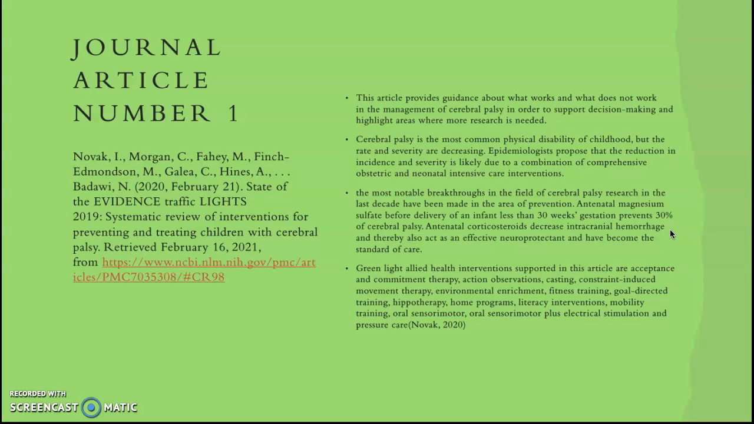Magnesium sulfate before delivery of an infant less than 30 weeks gestation prevents 30% of CP. Corticosteroids decrease intracranial hemorrhage and thereby also act as an effective neuroprotectant and have become the standard of care. Green light allied health interventions supported in this article are acceptance and commitment therapy, action observations, casting, constraint-induced movement therapy, environmental enrichment, fitness training, goal-directed training, hippotherapy, home programs, literacy interventions, mobility training, oral sensory motor plus electrical stimulation, and pressure care, to name a few.